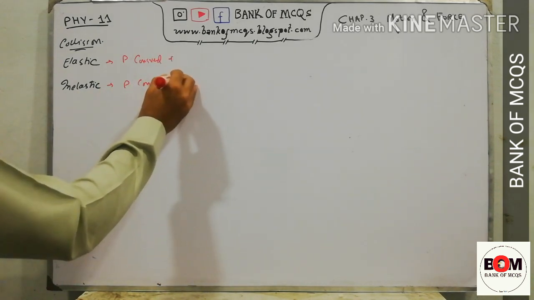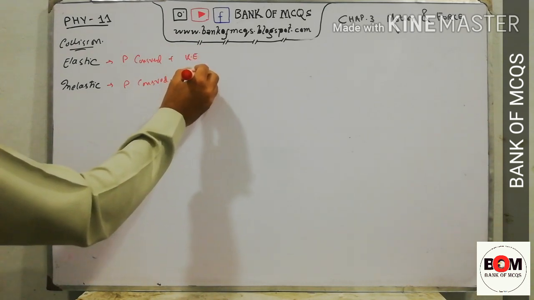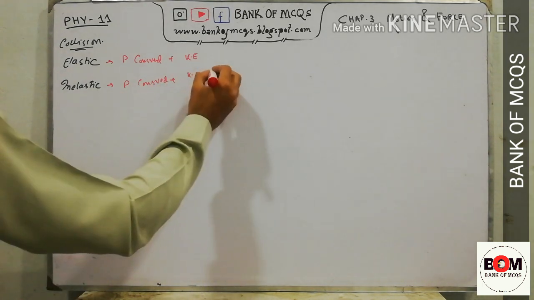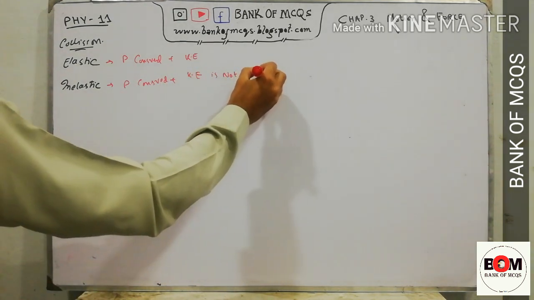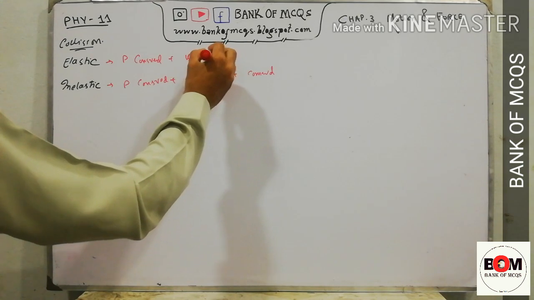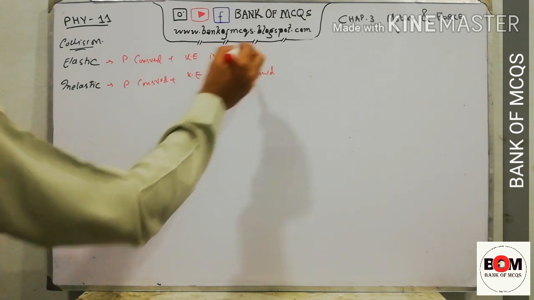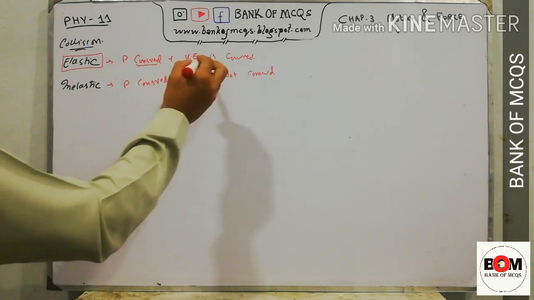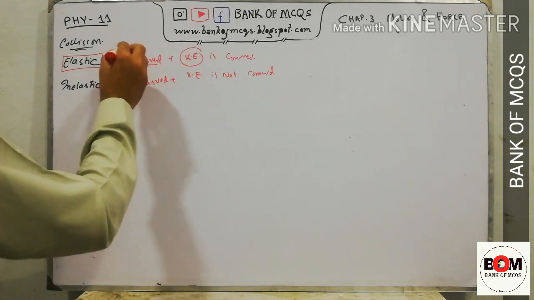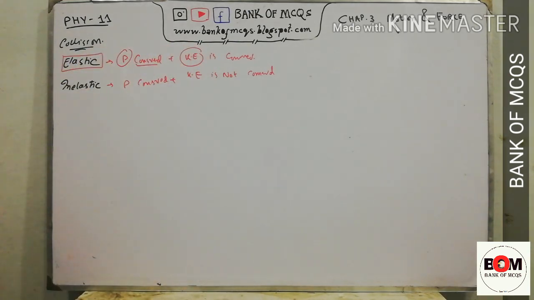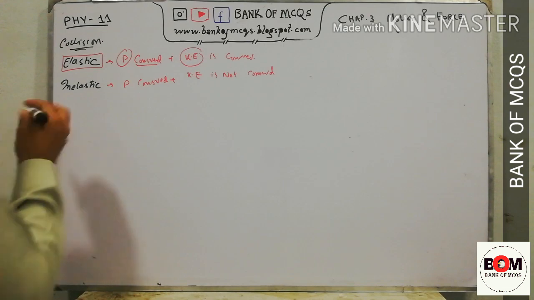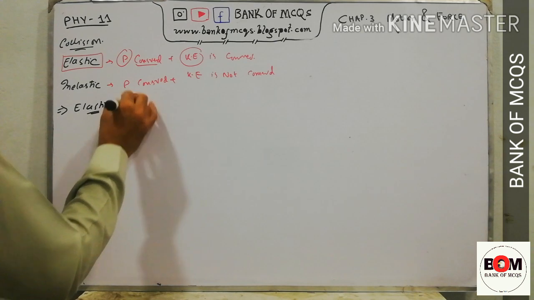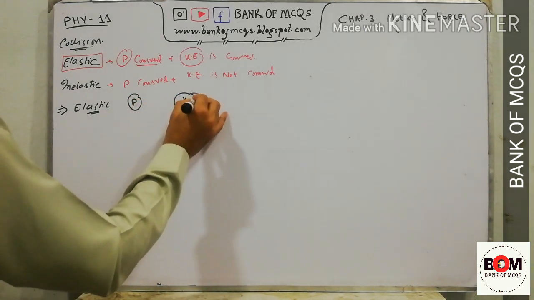But the second difference is due to kinetic energy. In inelastic collision, kinetic energy is not conserved, while in elastic collision kinetic energy is conserved. So just remember that in elastic collision both are conserved, momentum and kinetic energy. We will discuss here only elastic collision, where momentum as well as kinetic energy is conserved.